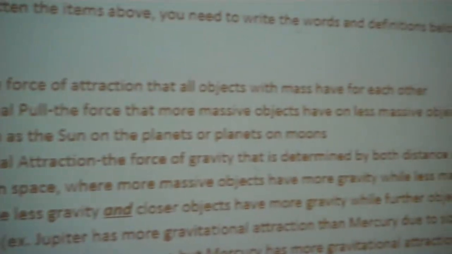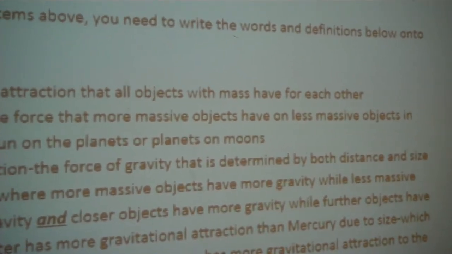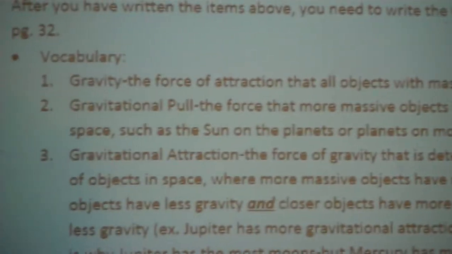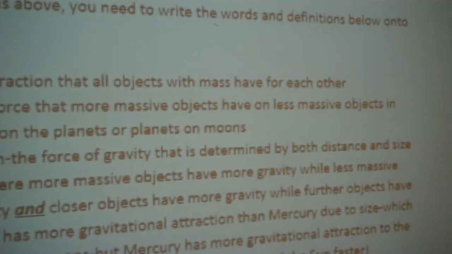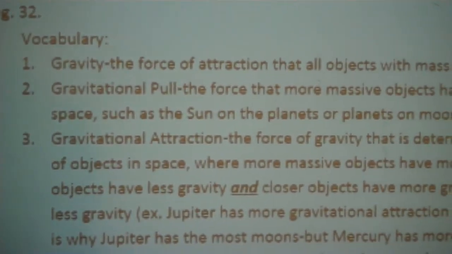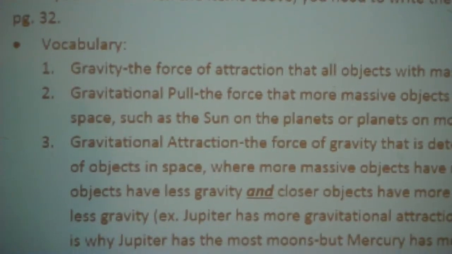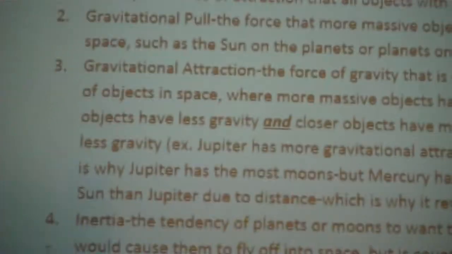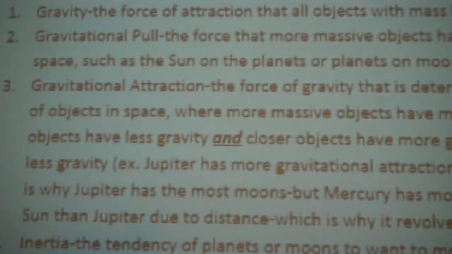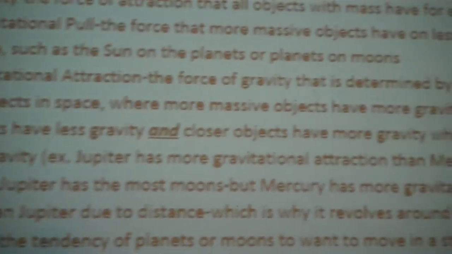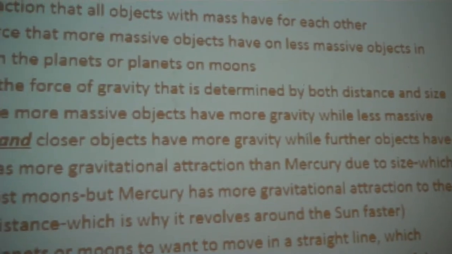That is the force of gravity that is determined by both distance and size of objects in space, where more massive objects have more gravity while less massive objects have less gravity, and closer objects have more gravity while further objects have less gravity. So the example is Jupiter has more gravitational attraction than Mercury due to its size, which is why Jupiter has the most moons, but Mercury has more gravitational attraction to the sun than Jupiter due to distance, which is why it revolves around the sun faster.